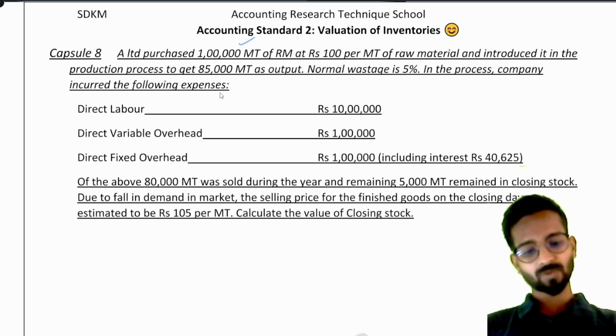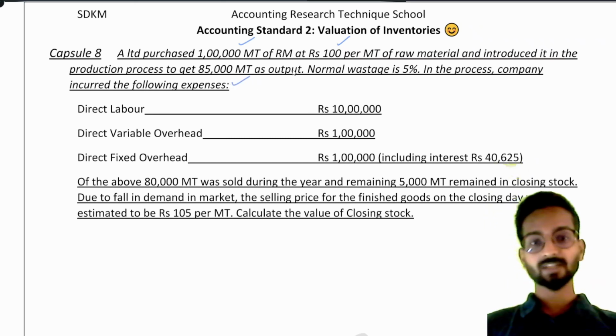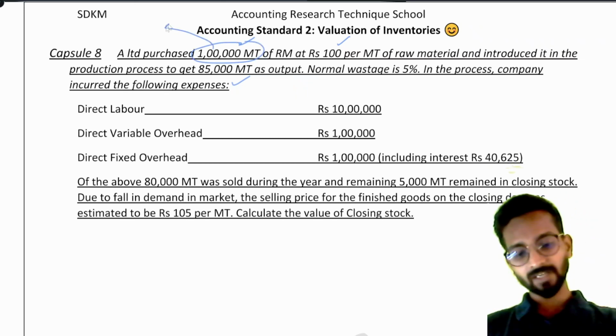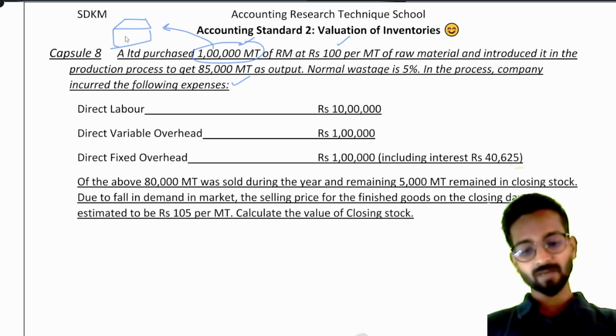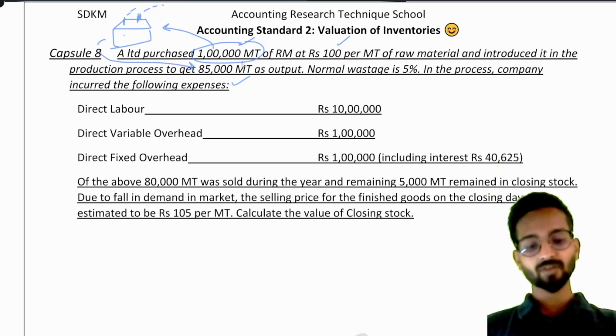So the quantity is 1 lakh and the rate is 100 rupees of raw material and introduced it in the production process to get 85,000 metric ton as output. It means first you tell me the input was totally 1 lakh metric ton. See, I have put 1 lakh metric ton into the factory. Okay, how much output will I get? Sir, the output will be 85,000 only.